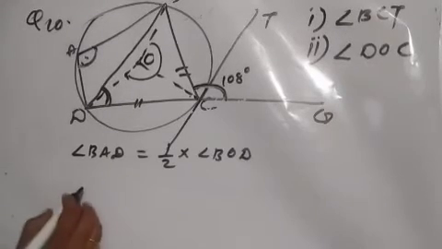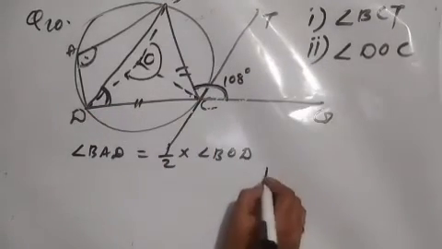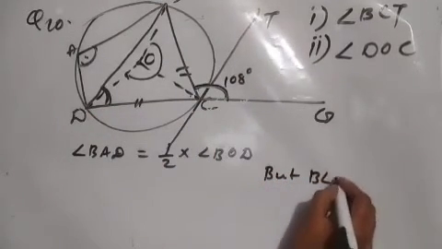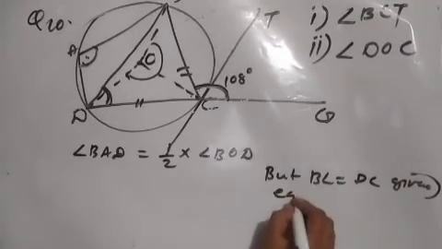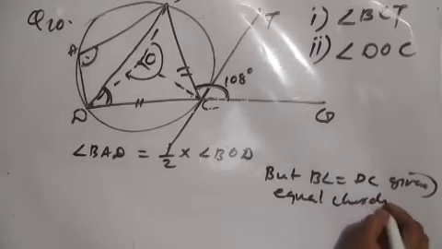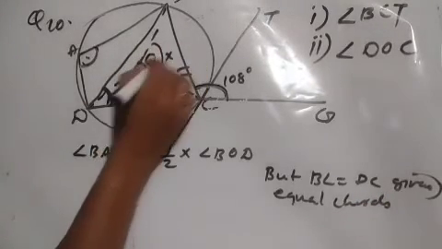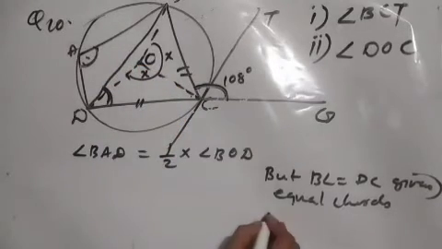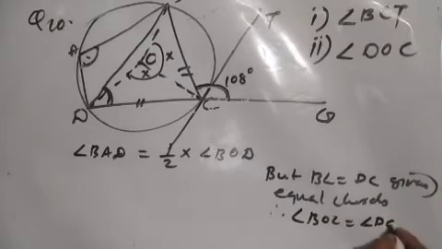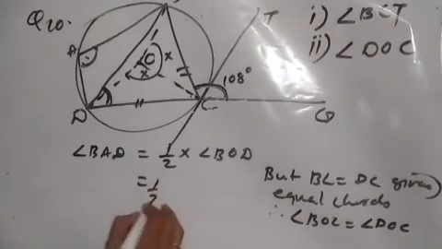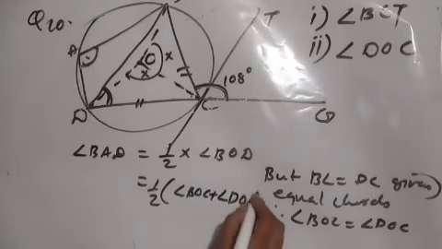But it is given that chord BC equals DC in the diagram. So they are equal chords now. So equal chords subtend equal angles at the center. So these two portions are equal. Therefore, angle BOC equals angle DOC. Angle BAD is half of angle BOC plus angle DOC.